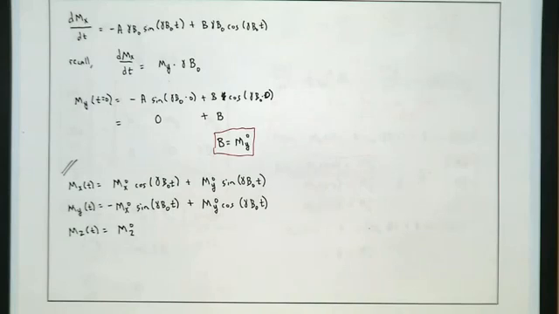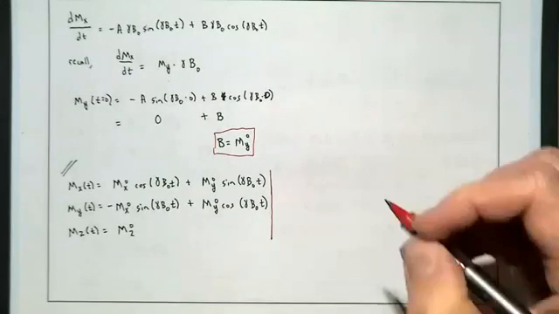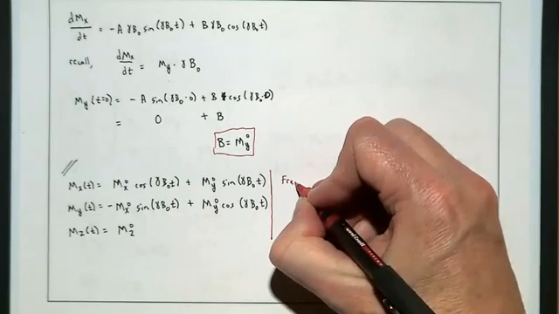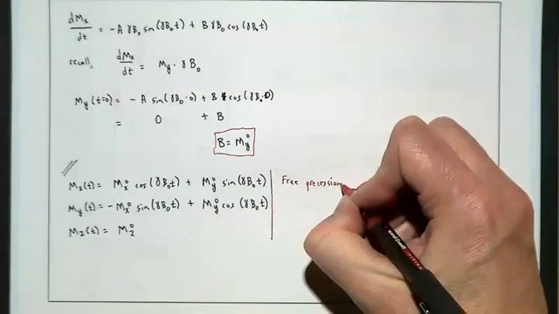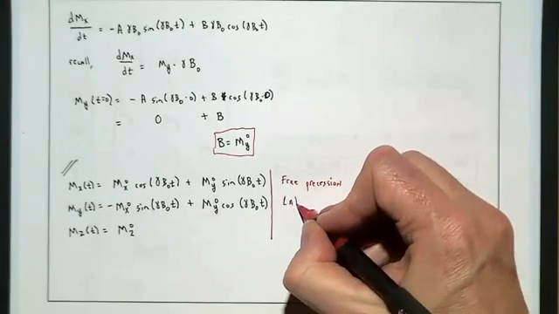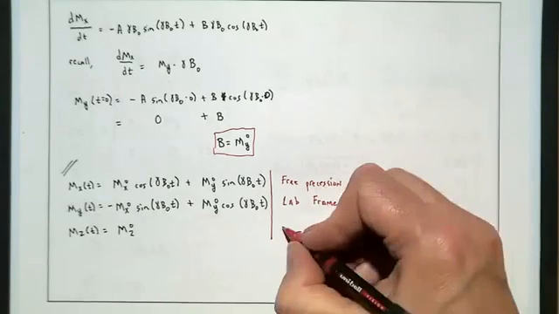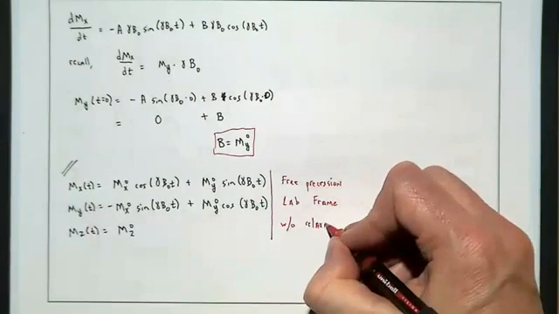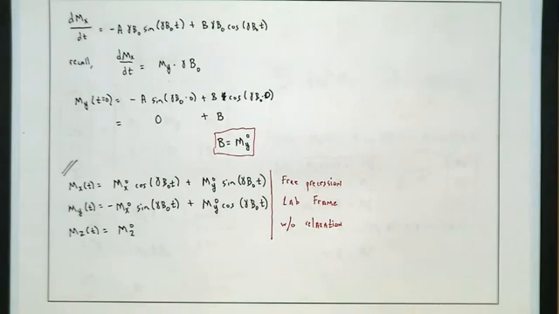Okay. Now remember, this is all in the absence of relaxation, right? So most specifically, this is free precession. It's the laboratory frame. And it's without relaxation. Okay?